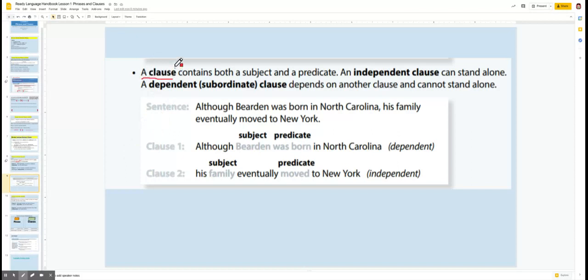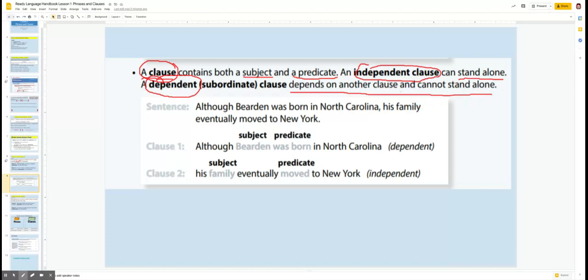A clause contains a subject and a predicate. Remember, I told you predicate's a fancy word for saying verb. And once again, an independent clause, we're going to circle that as best we can. It can stand alone, because it can buy its own stuff and it doesn't need any help. And then you have a dependent clause, which means it's got to get an allowance, it's got to get some money, it's got to get some help. It doesn't make sense and cannot stand by itself. It's got to depend on that other clause to help it out.